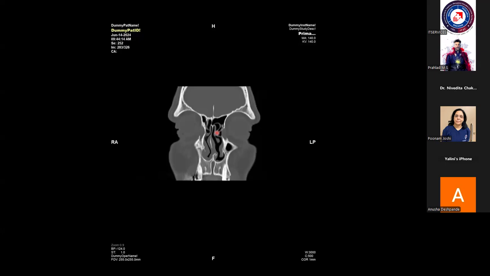Right. So the rotundum is seen as a horizontal slit line in axial scans, whereas the ovale is seen as an oval shape. Is it like that? They want to see the rotundum and ovale. I want to know about that. Okay, so I will just show again.